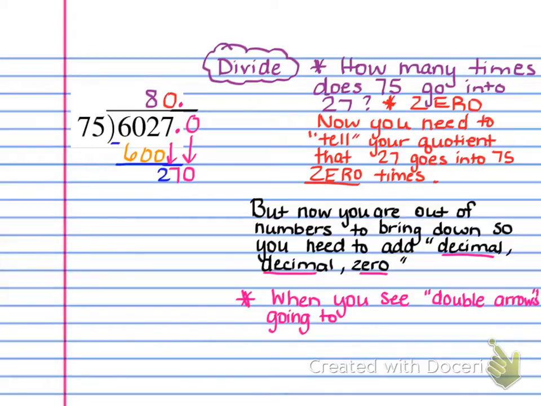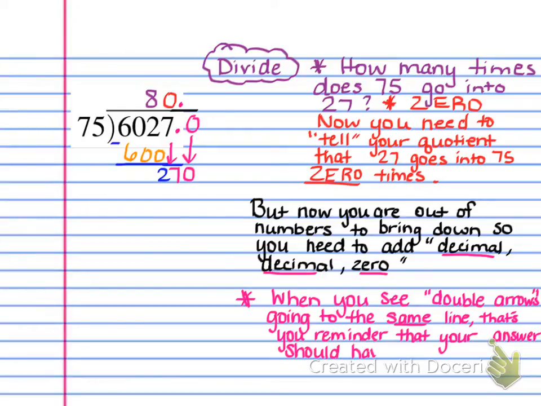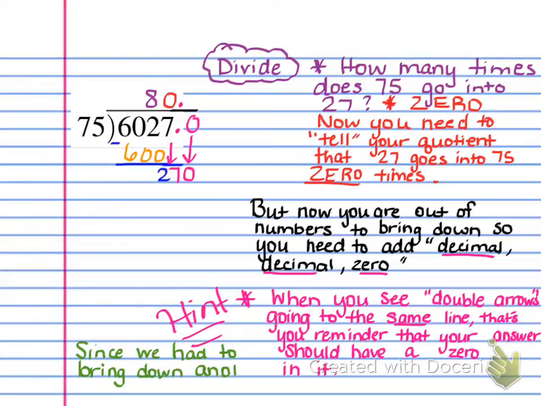So one trick that you can use to make sure that you're doing the correct division when you have 0 in your quotient is when you see those double arrows going down to the same line, that's the note I've written here, that's your reminder that your answer should have a 0 in it, okay? So this is your hint. You want to make sure that your notes look just like the ones that you see here. And it says, since we had to bring down another 0, we repeat the steps.